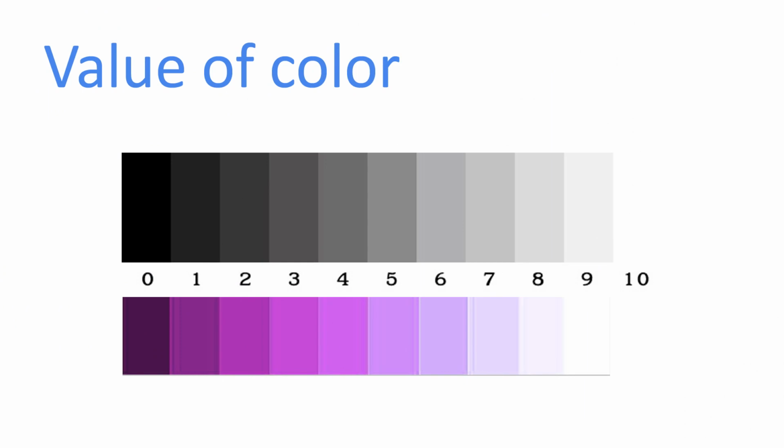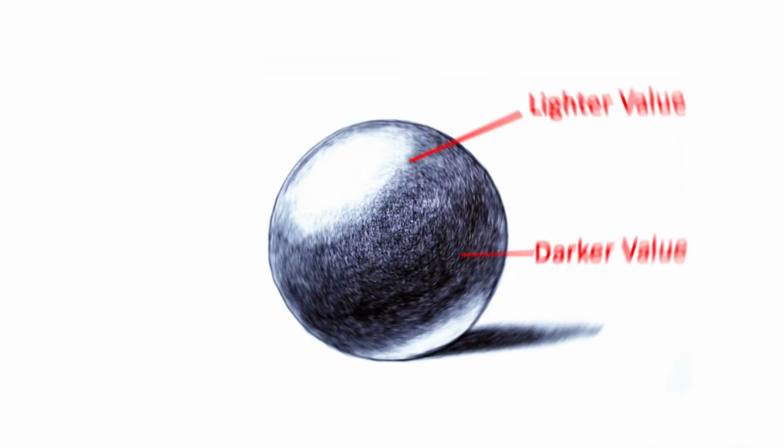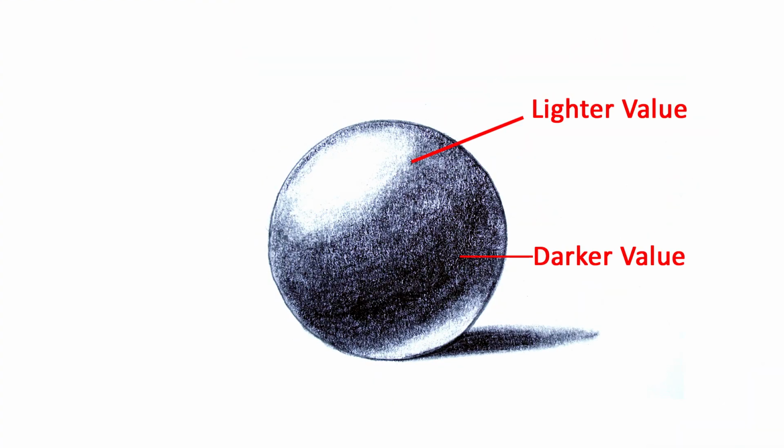Value refers to the darkness or lightness of a color. Lighter values typically are used to communicate the highlights and location where light is hitting the subject. Darker values are used to communicate the location of shadow. Then the illusion of the object is also communicated.